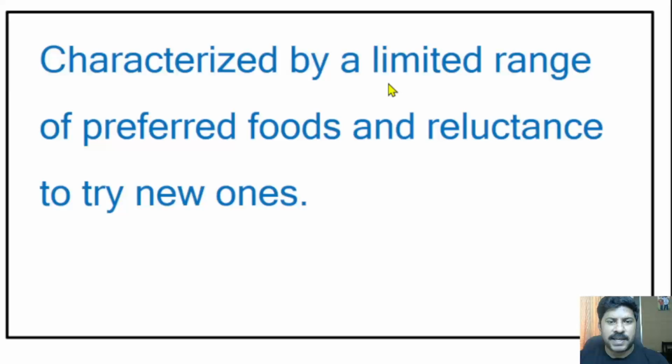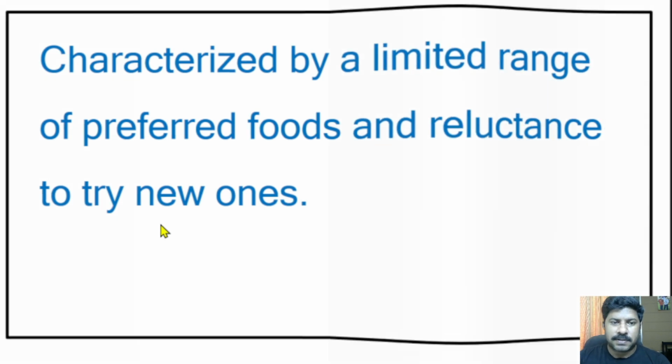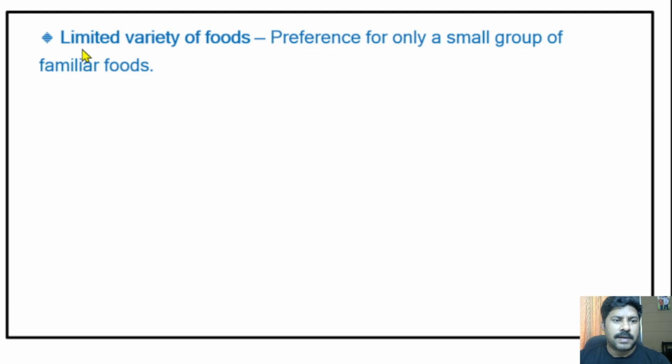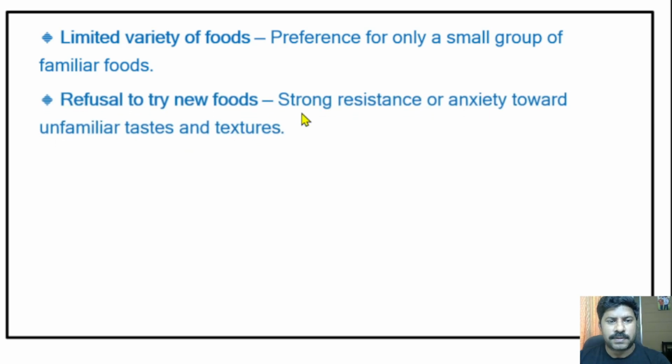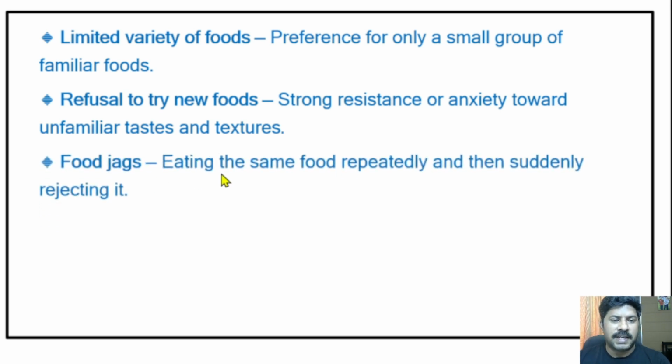It is characterized by a limited range of preferred foods and reluctance to try new ones, being selective to certain kinds of foods. The features of picky eating are limited variety of food, preference for only a small group of familiar foods, then refusal to try new foods, strong resistance or anxiety towards unfamiliar tastes or textures. Food jags: eating the same food repeatedly and then suddenly rejecting it.